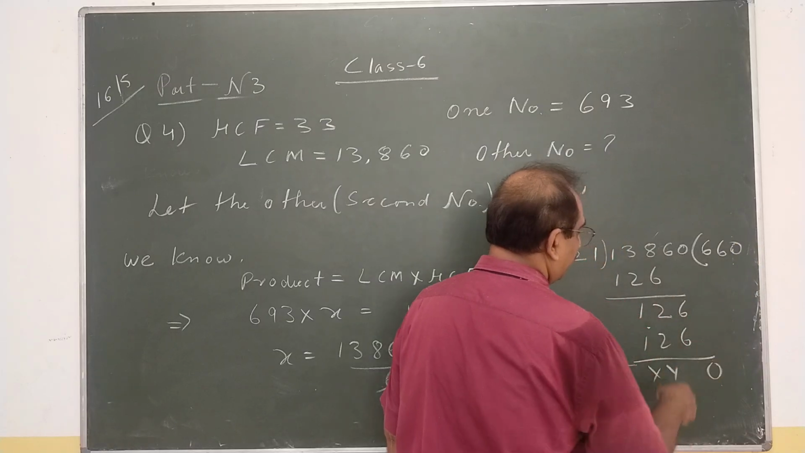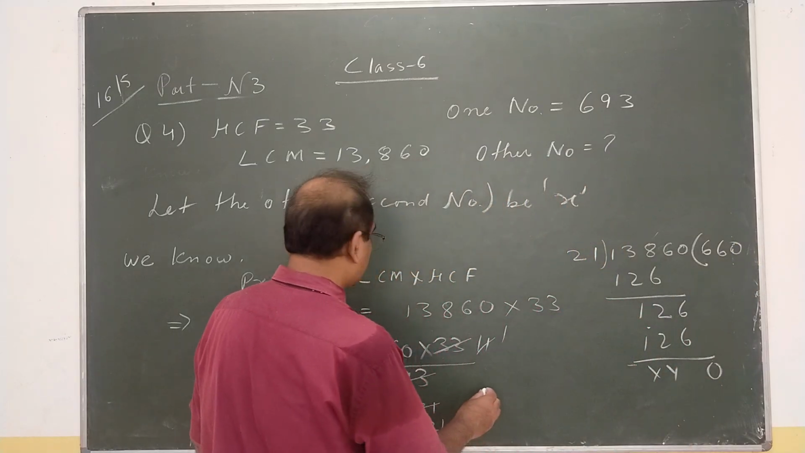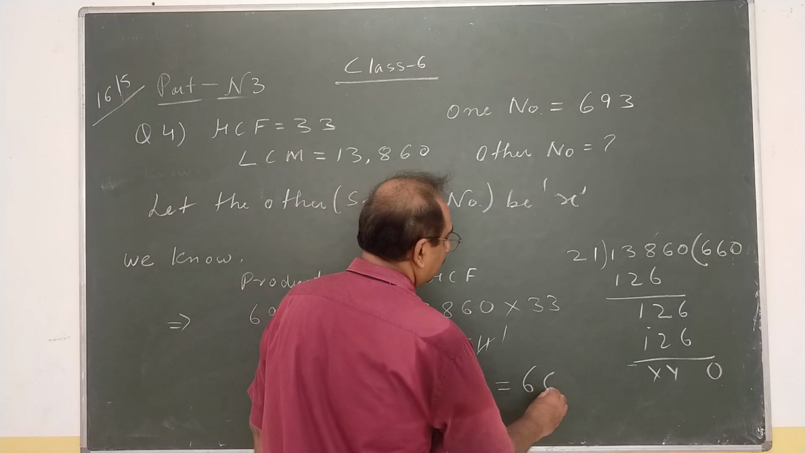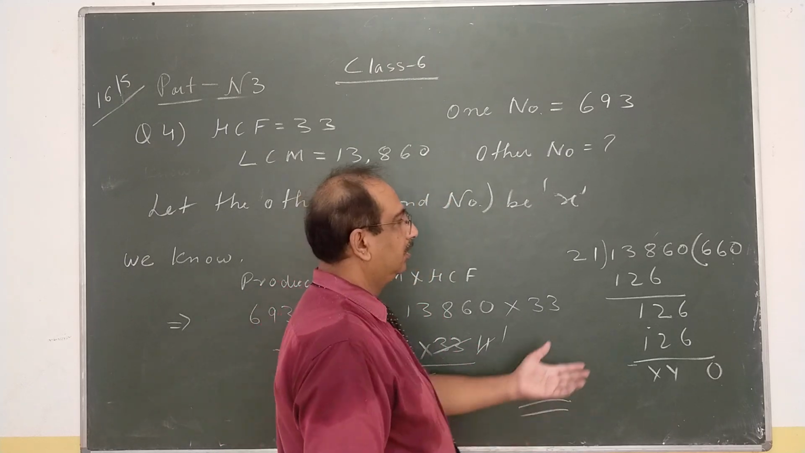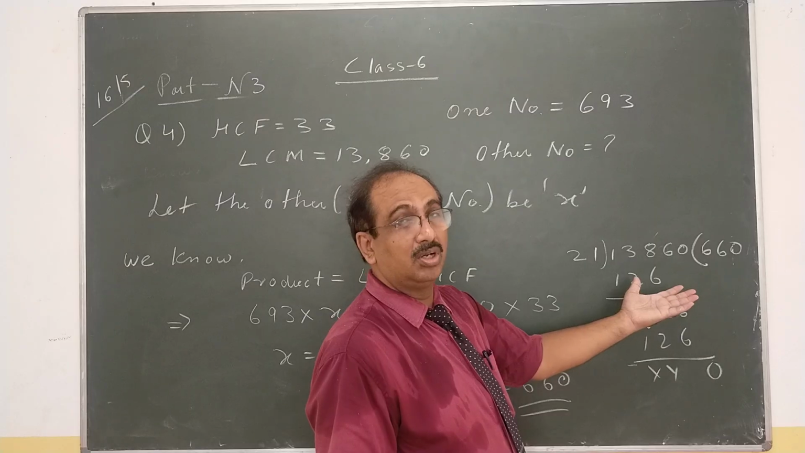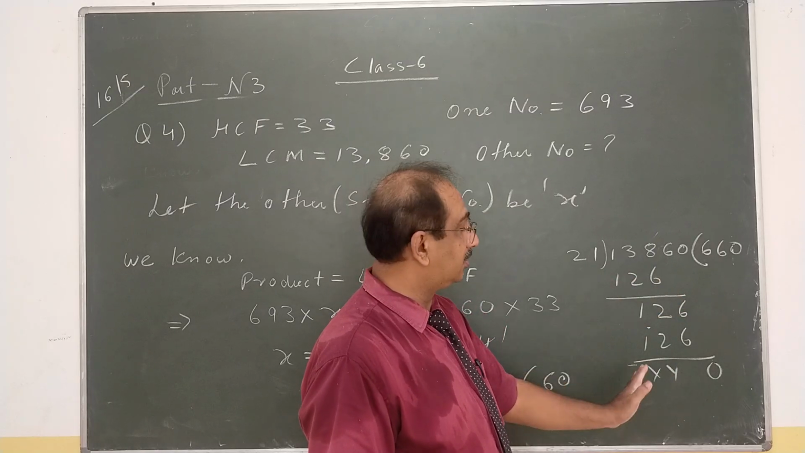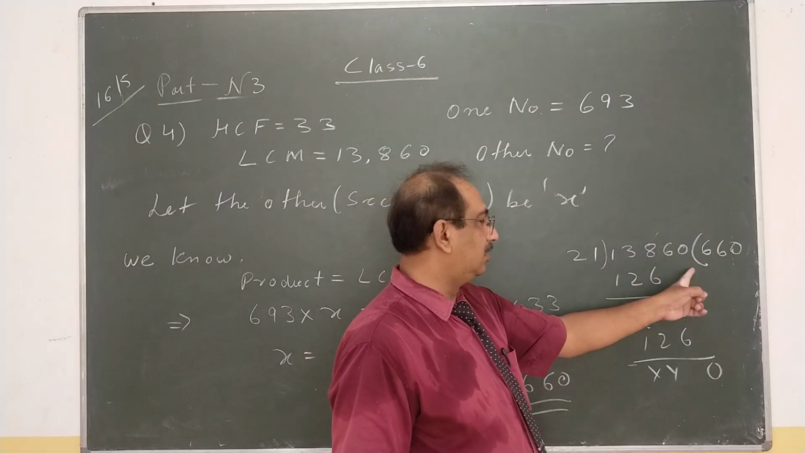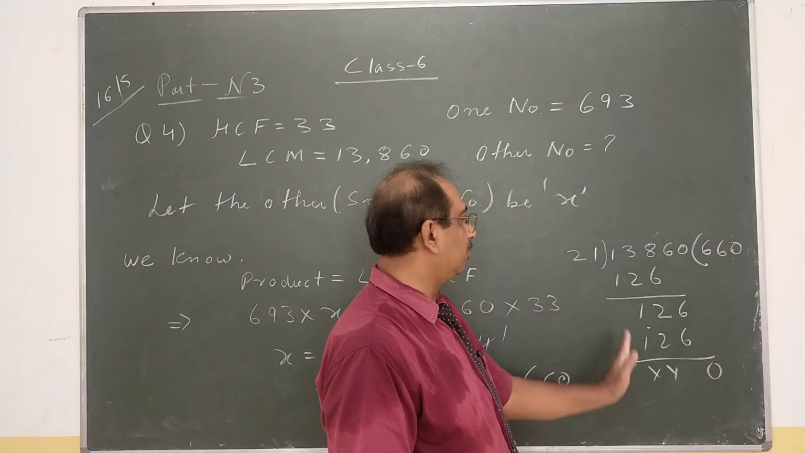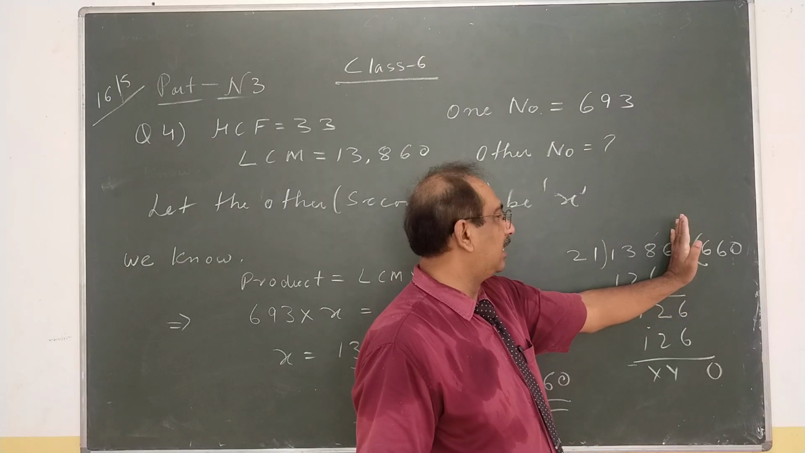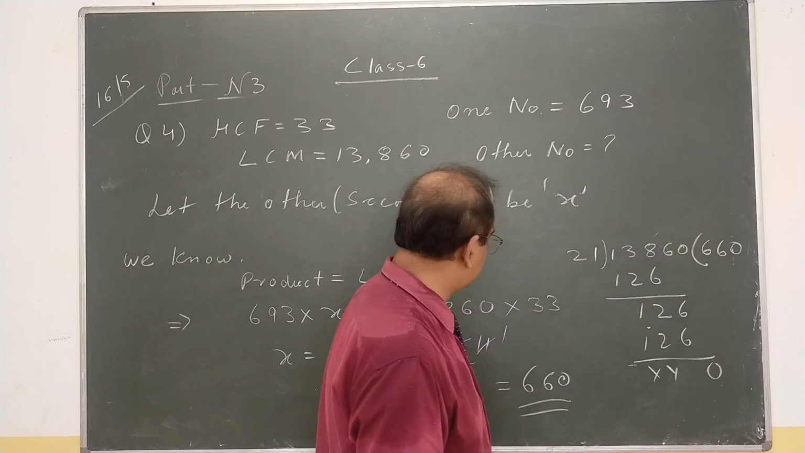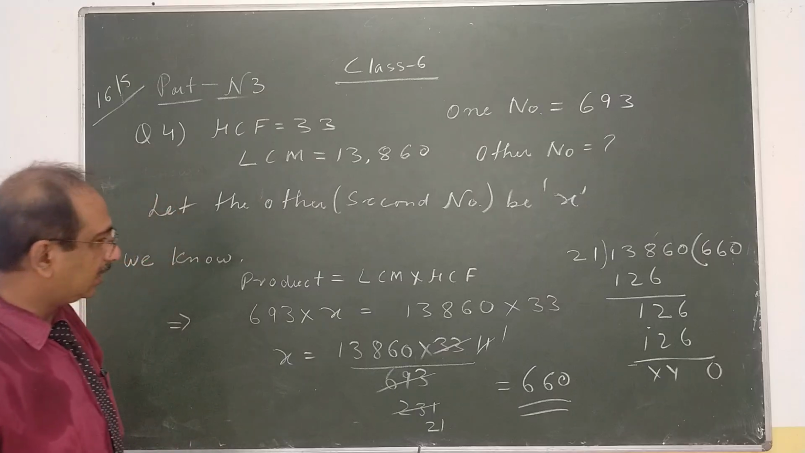So this is very important. Okay, so my other number is 660. So in division you have to be very careful, you have to be very good in division, then you will get this answer. 0 will go at the end because 21 times 66 is this. 1 0 means 0 will come, so the answer is 660.